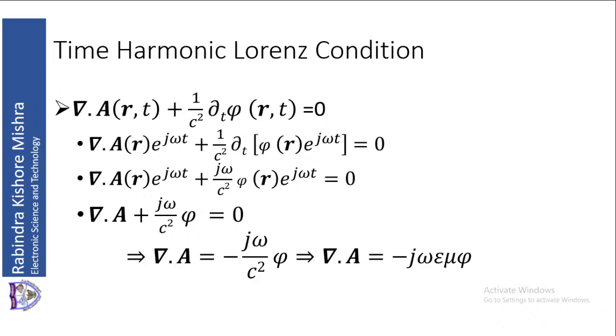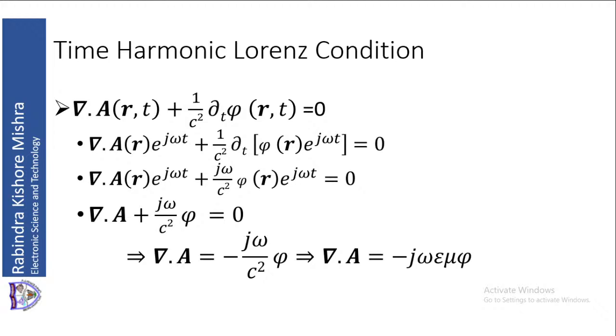Now from that we will come to the time harmonic Lorenz condition. We have seen the expression for the time harmonic vector potential. Now let us consider the time harmonic Lorenz condition. The Lorenz condition is divergence of A(r,t) plus 1 by c square, dou t of phi(r,t), is equal to 0. This is the Lorenz condition.